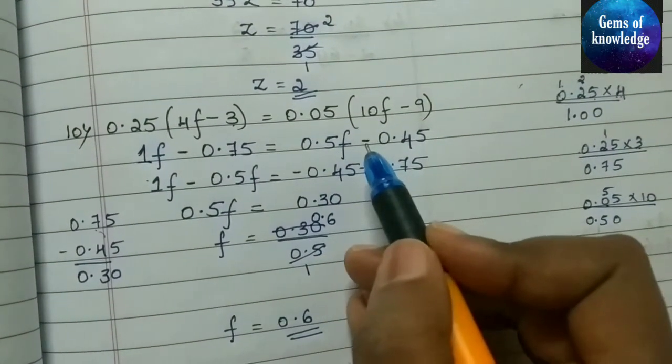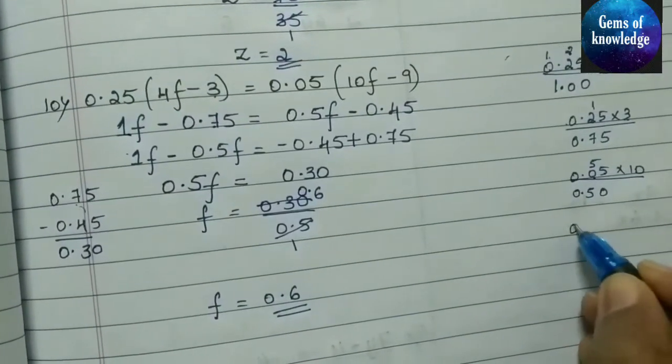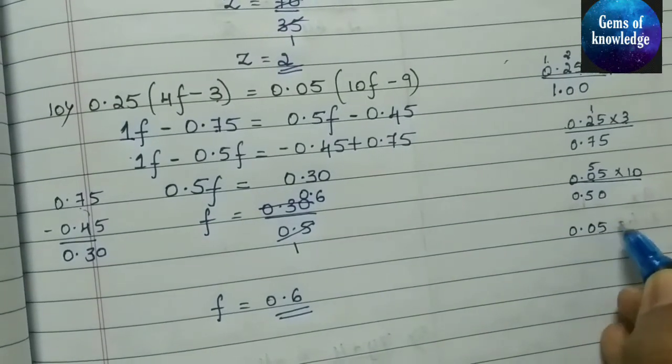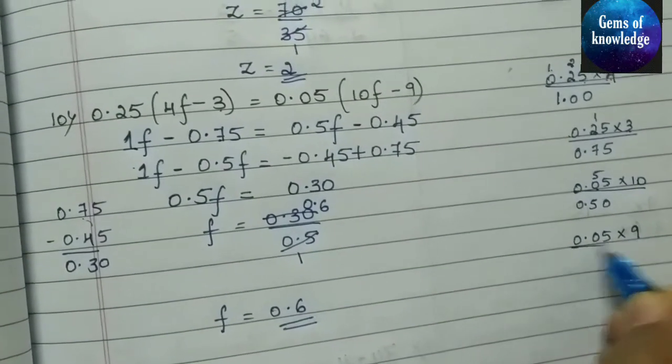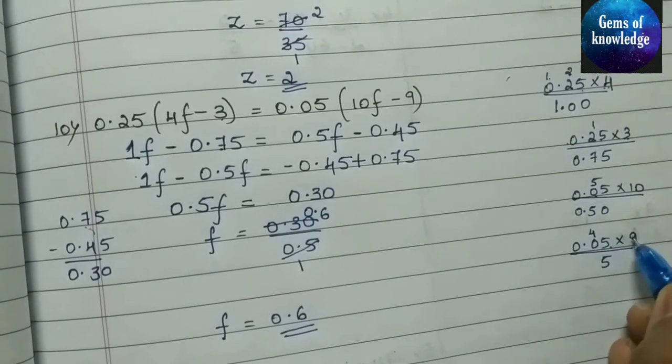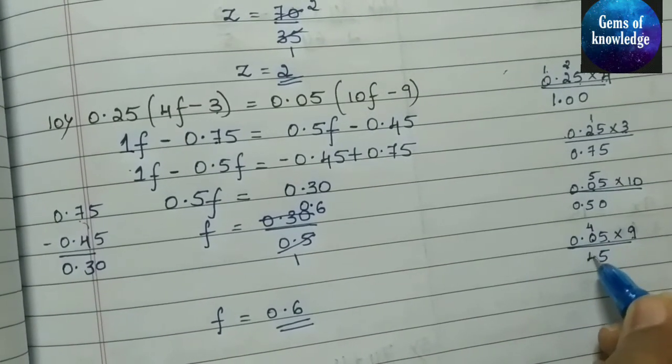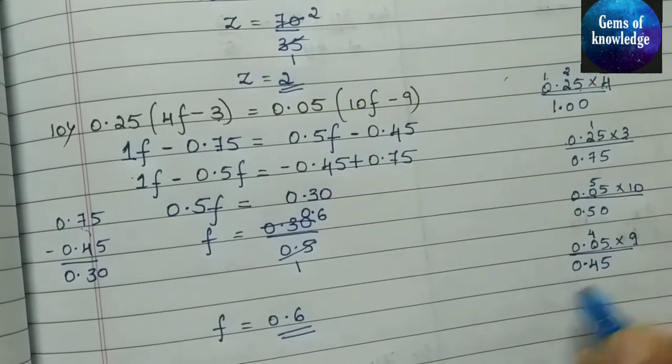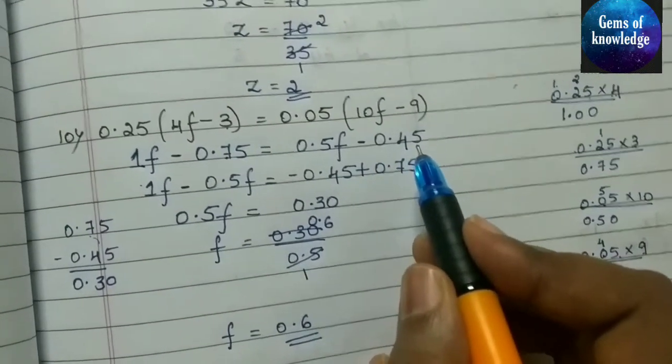Minus, again one more term is there, that is 0.05 multiplied by 9. So you get 9 fives are 45, 5 and 4 is carried. 9 zeros are 0, 4 will be as it is and the 0 will be as it is. So you get 0.45.